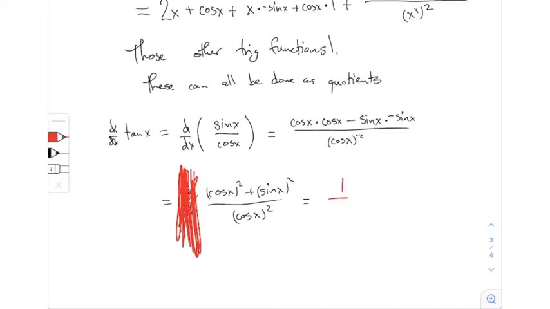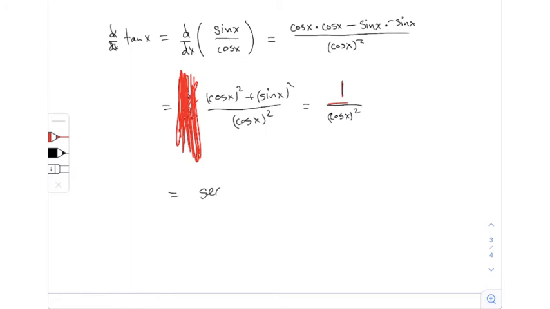1 over cosine of x squared. That's simpler. Although this formula is typically written as secant of x squared. Remember, secant is 1 over cosine, and so when I see 1 over cosine squared, that's the same as secant squared. And this, for strange historical reasons, is often written that way. So if you look up this formula in a book, that's what you'll see. The derivative of tan x is secant squared of x. You can use the quotient rule to derive that formula.